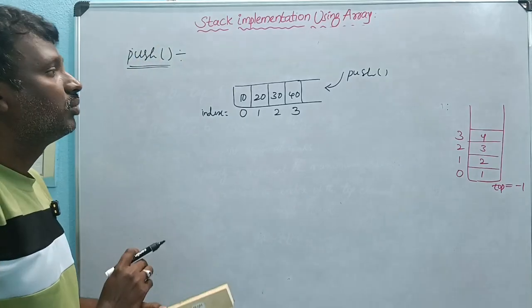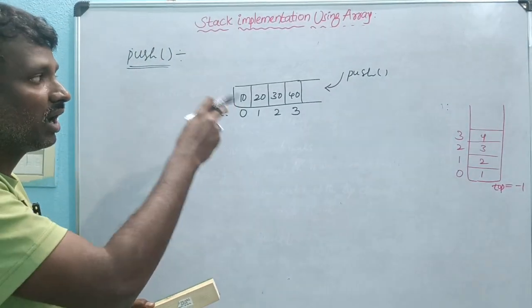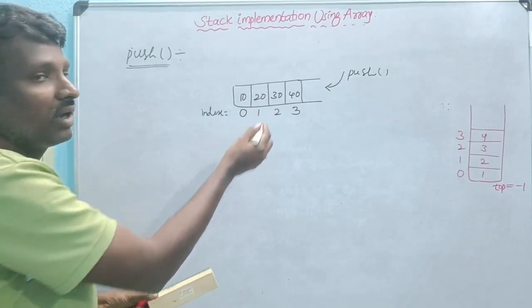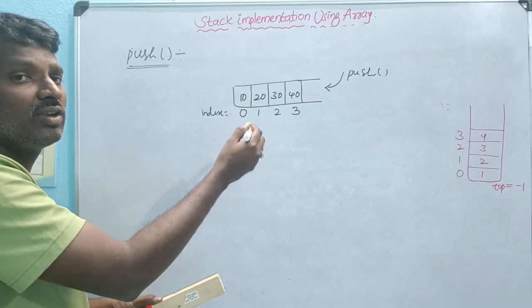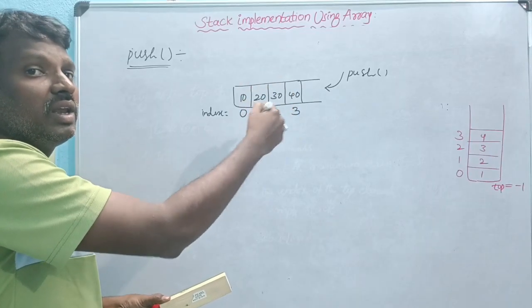This is simply the push operation in our stack using arrays, because we are following the array. An array can store values contiguously. Contiguous is nothing but side by side, that means linearly.